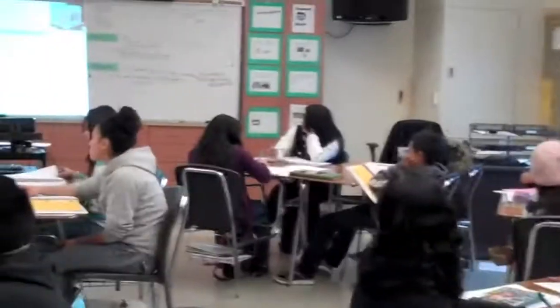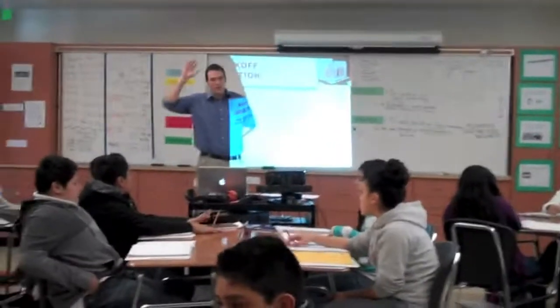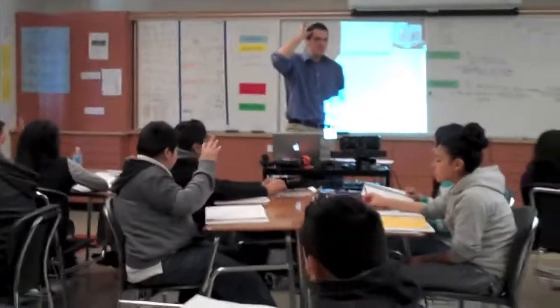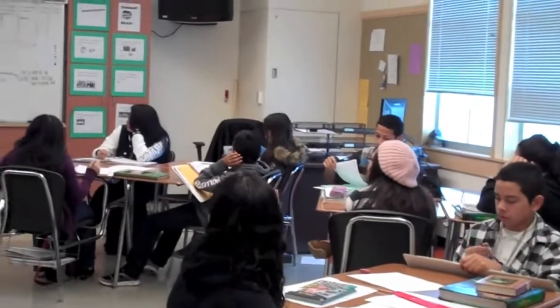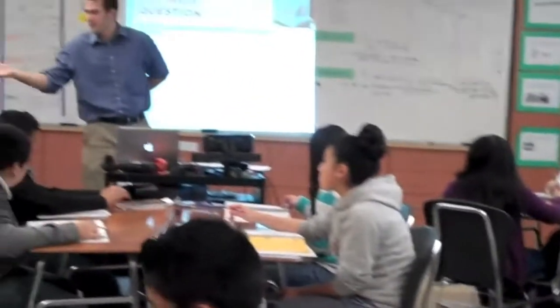Whole class, are we good? Yes. Okay. Raise your hand. Hands in the air. What do engineers and architects make? Yes. Buildings. They make buildings. Do engineers just make buildings? What else do they make? Yes. Models of buildings or whatever they build.